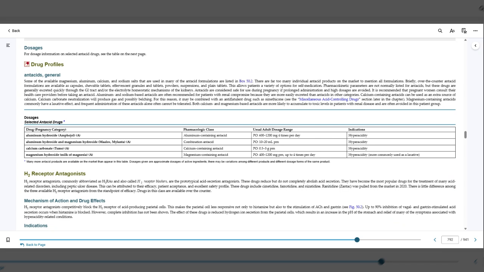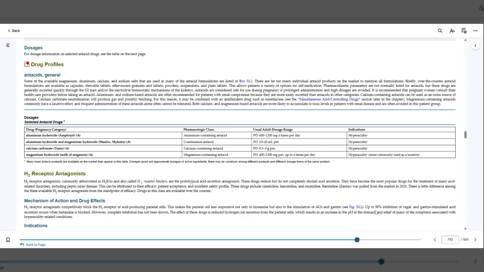Our magnesium-containing antacids can produce a laxative effect, and frequent administration of these antacids alone often cannot be tolerated. Then both the calcium and magnesium-based antacids are more likely to accumulate to toxic levels in patients with renal disease and are often avoided in that patient group.